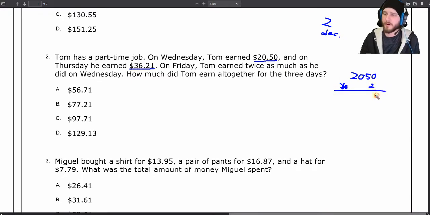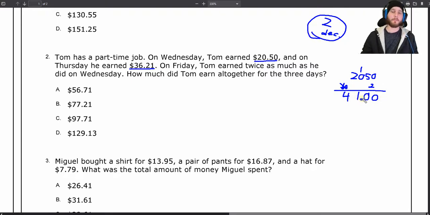2 times 0 is 0. 2 times 5 is 10. Write my 0, carry my 1. 2 times 0 is 0 plus 1 is 1. 2 times 2 is 4. Like I said, there should be 2 decimal places right here. So on Friday, he earned $41.